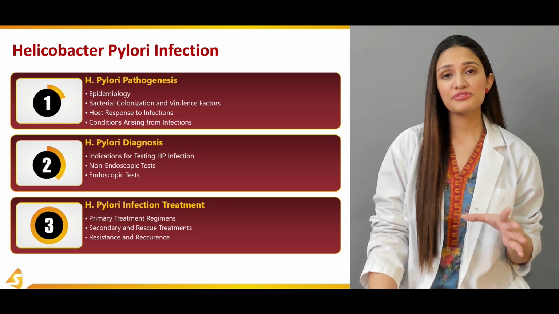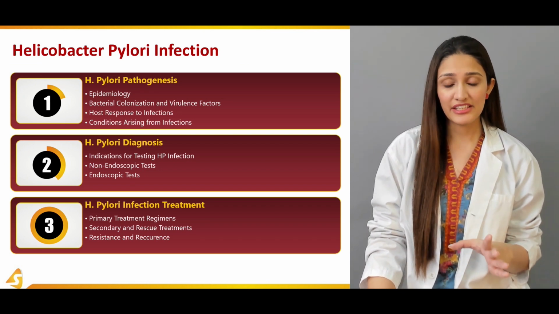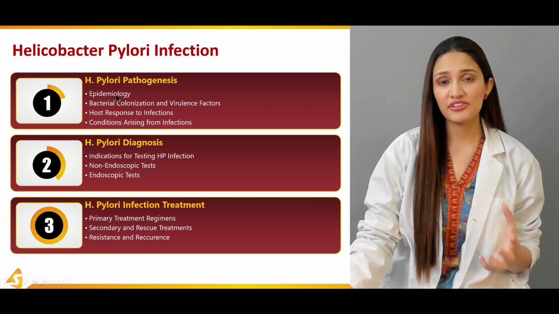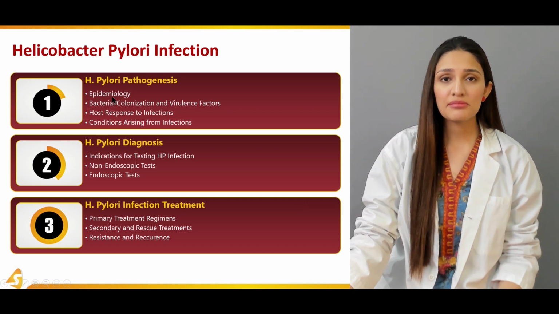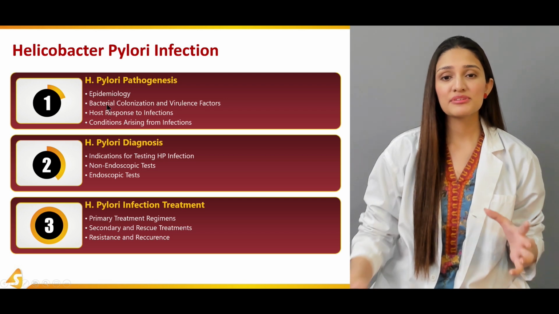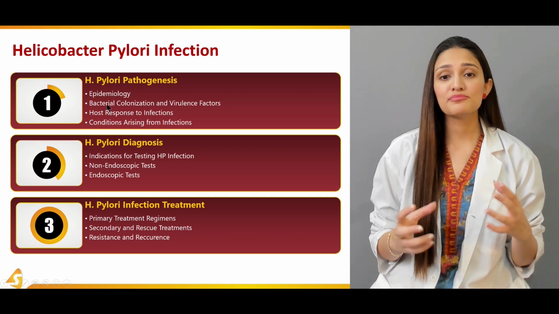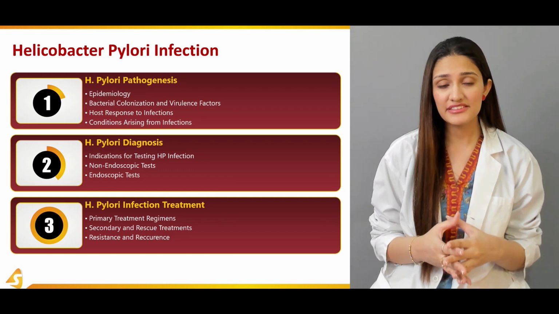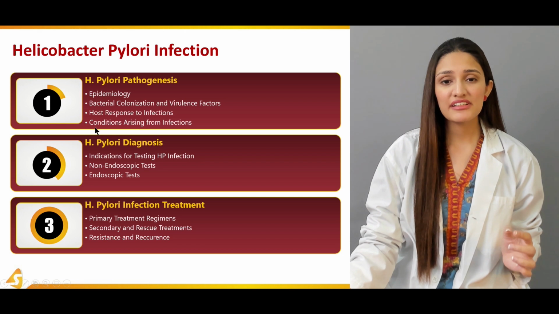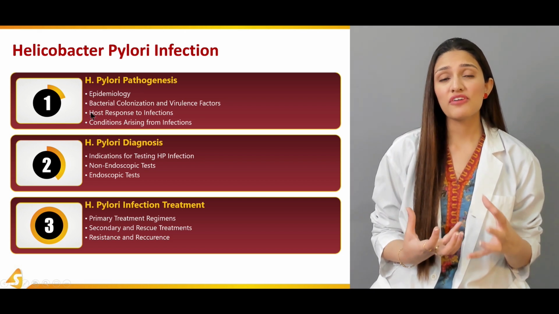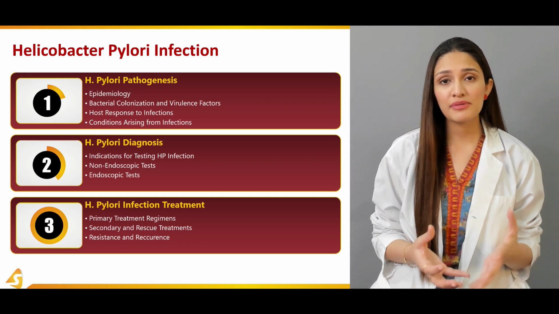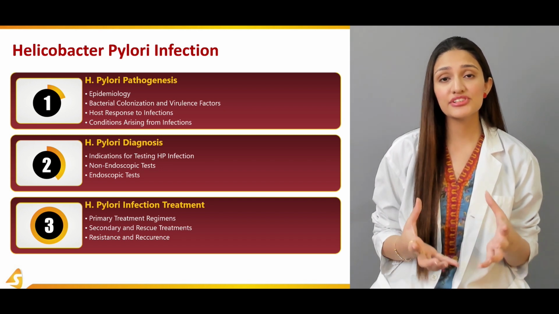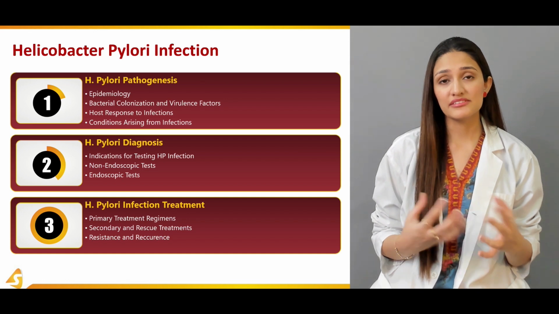So in this lecture, we'd be dividing the topic into three sections. The first section will be regarding the pathogenesis of the H. pylori, starting with the epidemiology, and then coming to the pathogenesis, which consists of bacterial colonization and different types of virulence factors. Then the second thing we'd be studying about is the response of the host in regard to this H. pylori infection.